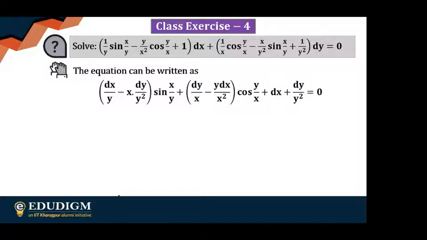Now what we have done here is very simple. I have just taken sine x by y to one portion, cos x y by x to another portion, and some sort of dx and dy. These two terms are very, very simple to integrate.